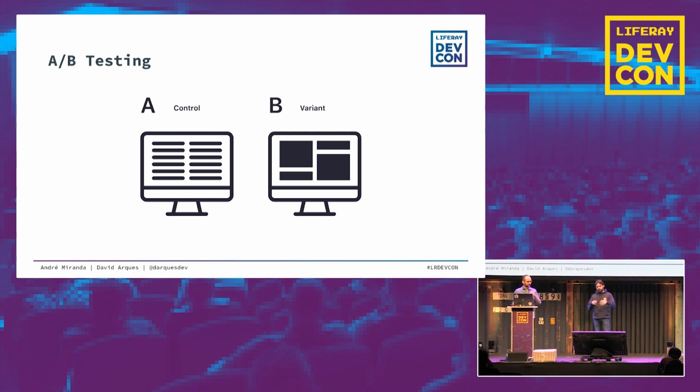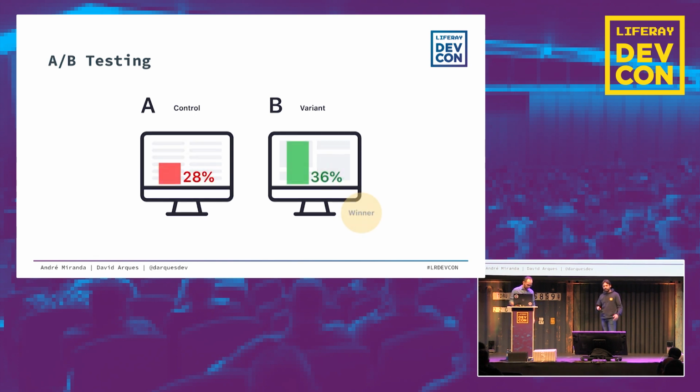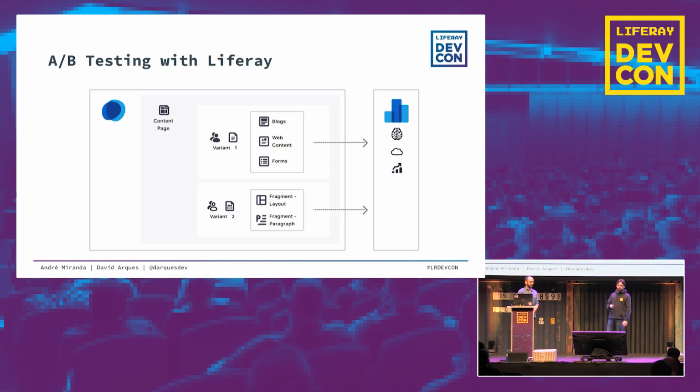Then, when data is processed, we know the results, and we can compare their performance. Once we have all that data, we can declare a winner variant based on it. So with testing with data, you eliminate guessing in the optimization process. So you can go from "I think" to "I know" when proposing changes. Let me show you how A/B testing works with Liferay.